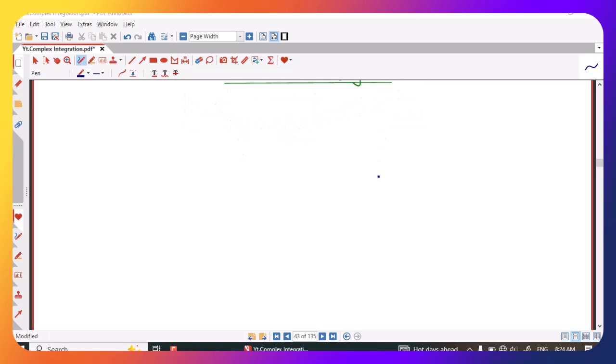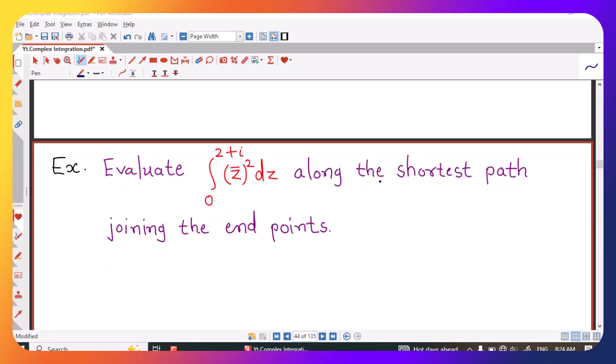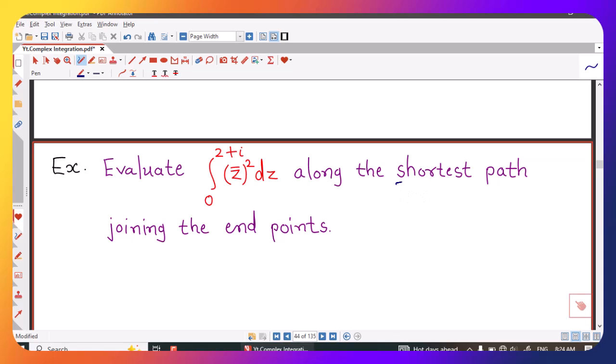In this lecture we will discuss one more problem on complex line integrals or contour integrals. So here is our problem. Evaluate the integral of z bar square with respect to z from z equal to 0 to 2 plus i along the shortest path joining the end points.